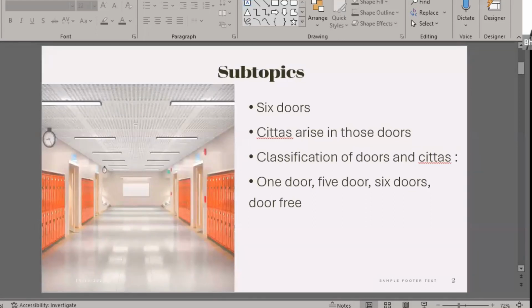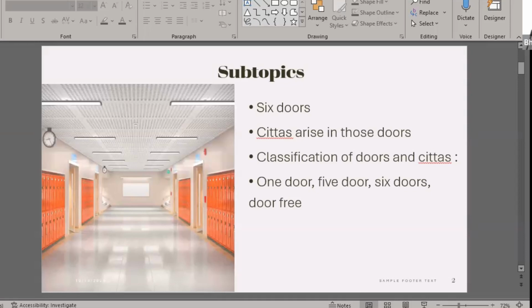First, we will try to understand, we already know actually what these doors are, 6 doors, and which chittas arise through these doors. Then we classify those chittas and doors with regards to 1 door consciousness, 5 door consciousness, and 6 doors consciousness. Finally, door free.